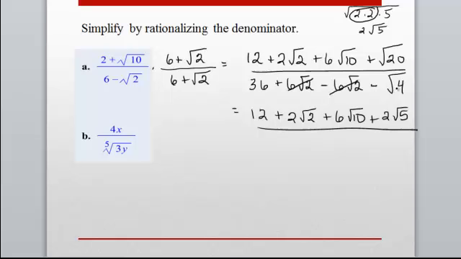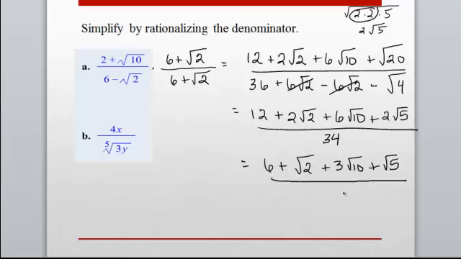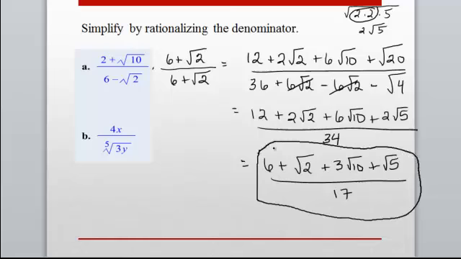Well, what is the square root of 4? The square root of 4 is 2. Well, what is 36 minus 2? 36 minus 2 would be 34. Now you could actually reduce this because 2 will divide into everything. So we would actually get 6 plus the square root of 2 plus 3 square root of 10 plus square root of 5 all over 17. So the whole point to this was to get that radical out of the denominator.